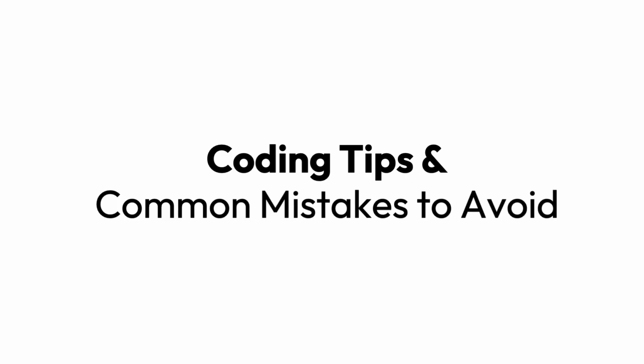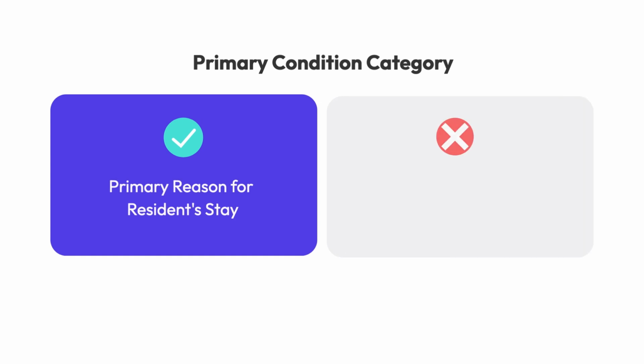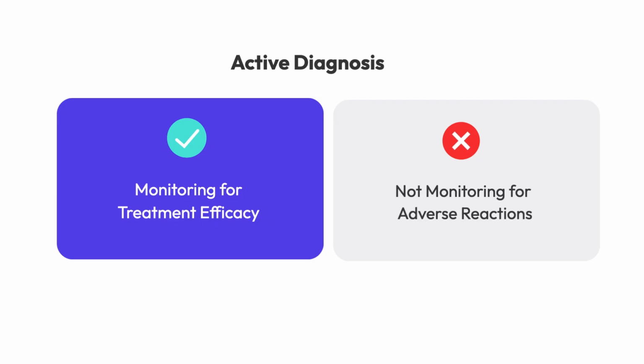For the resident's primary medical condition category, remember, this is best described as the primary reason for the resident's stay, which might not always be the most severe diagnosis, or necessarily the most chronic. Active diagnosis includes nurse monitoring for medication efficacy for treatment of the resident's condition. It does not include monitoring for adverse reactions, as this is an expected and usual nursing practice for all medications.